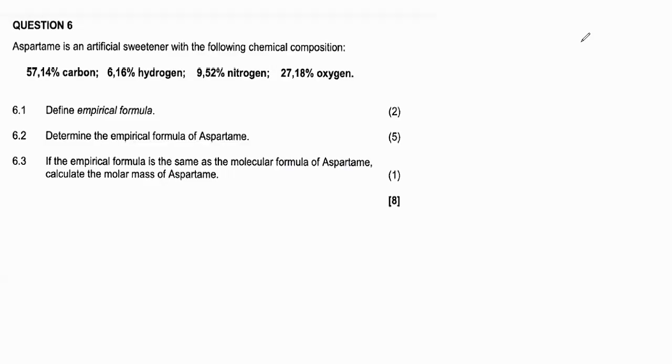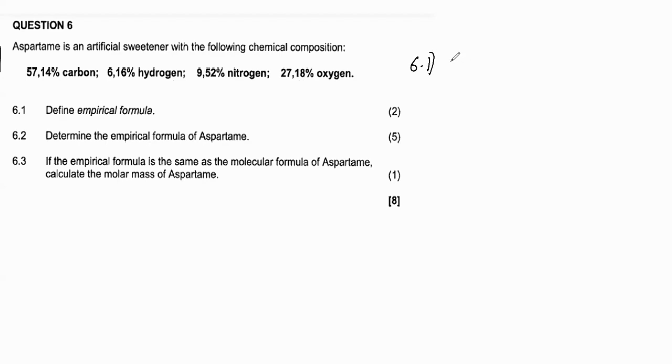Okay, so we have question 6. It says, aspartame is an artificial sweetener with the following chemical composition: 57.14% carbon, 6.16% hydrogen, 9.52% nitrogen, and then we have 27.18% oxygen. And then 6.1 says define empirical formula.